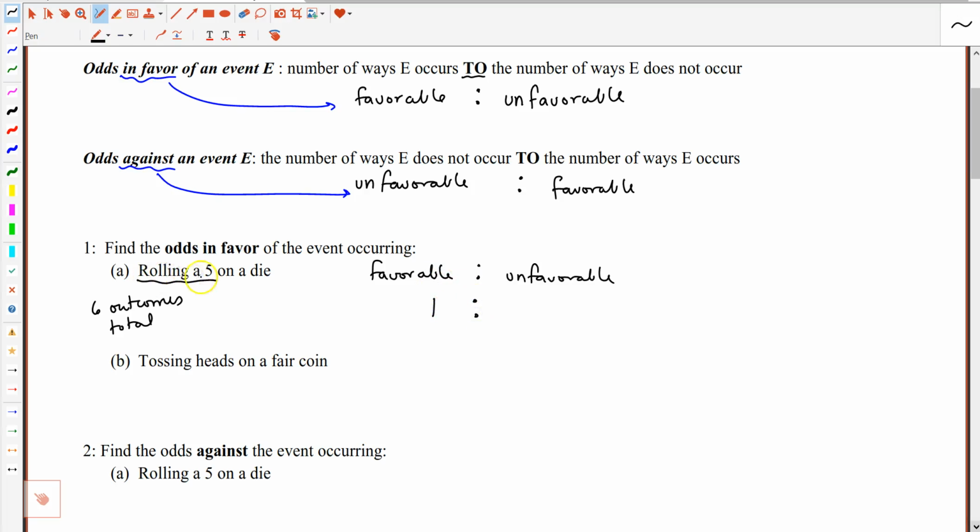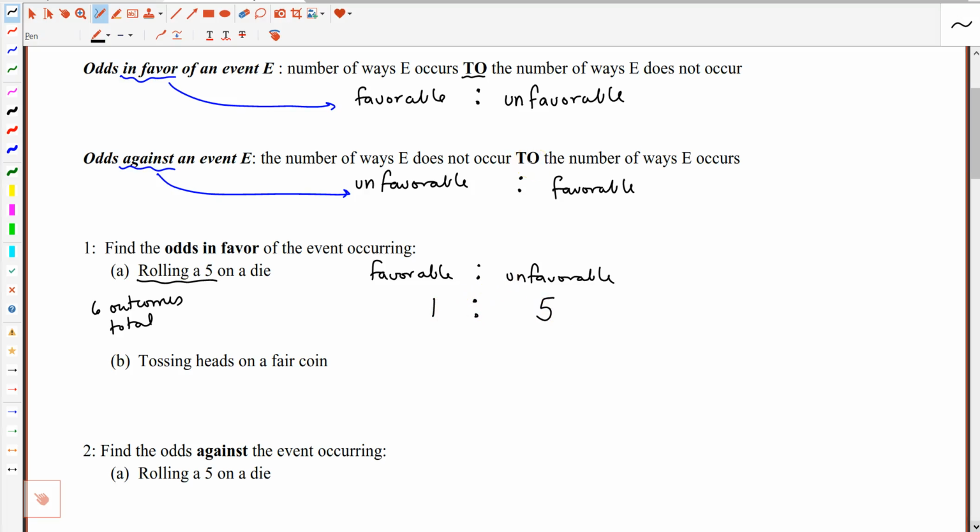How many ways does this event not happen? Or how many unfavorable outcomes are there? So when you roll a die, how many ways can you not get a 5? Well, specifically, you can get a 1, a 2, a 3, a 4, or a 6. So there's 5 ways that this event does not happen. So that's how we set up our odds. The odds in favor of rolling a 5 on a die would be 1:5. And when you see this colon, we would normally say the word "to."